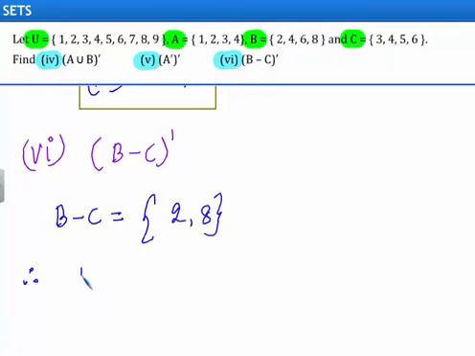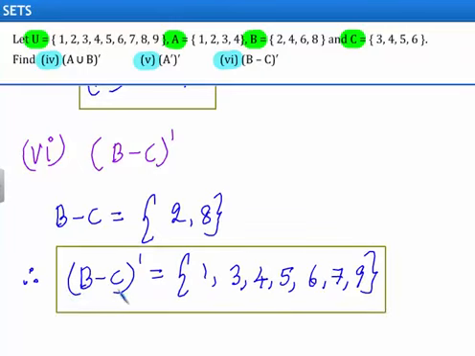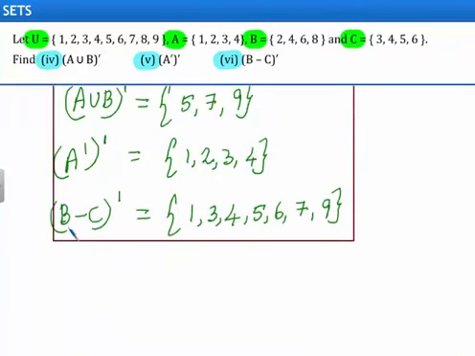Therefore, the complement of the set B minus C is equal to set of all elements which are in the universal set but not in the set B minus C. So they are 1, 3, 4, 5, 6, 7, 9. Thus we have found B minus C complement. Hence, we have found the complements of the sets A union B, A complement and B minus C. This completes the solution.